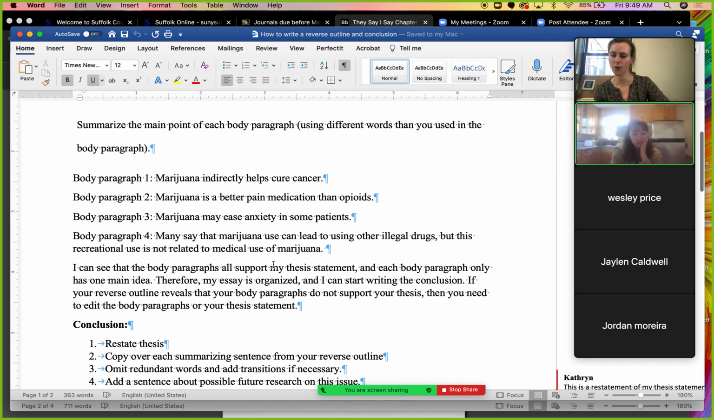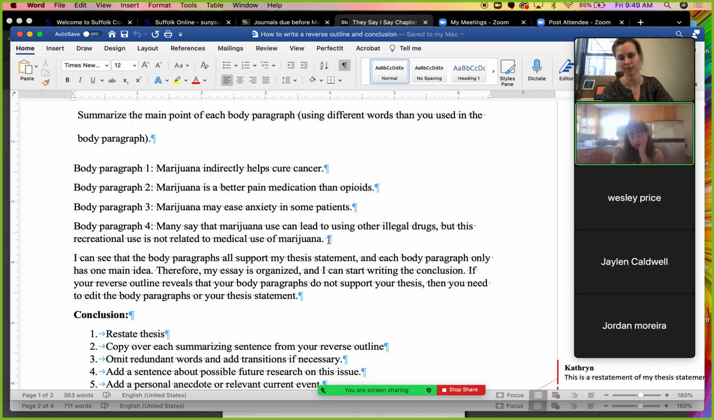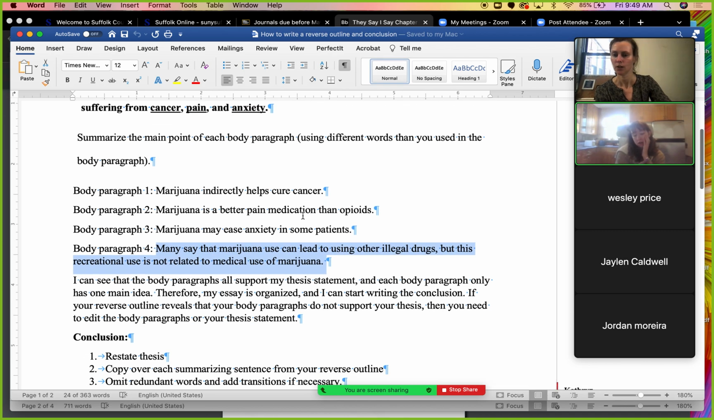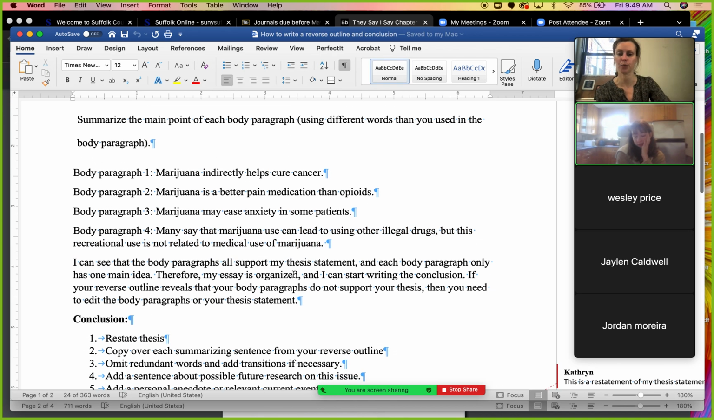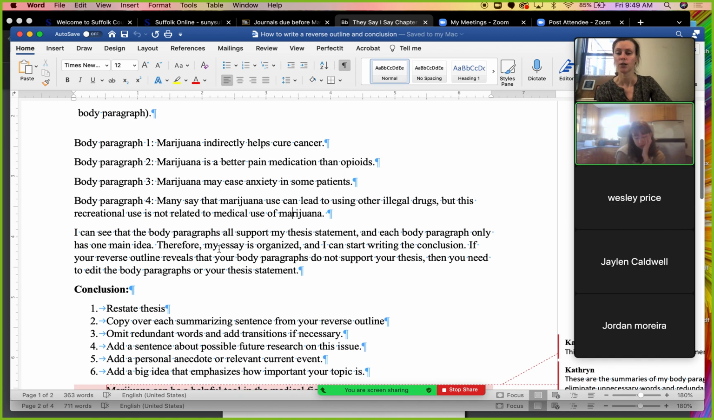Body paragraph 4, many say that marijuana use can lead to using other illegal drugs, but this recreational use is not related to medical use of marijuana. So that's my main point in my counter argument. And that's not directly supporting the thesis statement, because you usually do not include a counter argument in a thesis, but it is related. So I can see that all the body paragraphs support my thesis. Each body paragraph only has one main idea. So I can check very quickly that my essay is organized, and I'm ready now to start writing the conclusion.